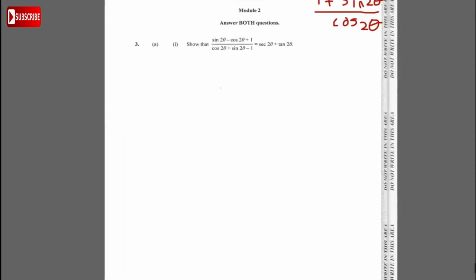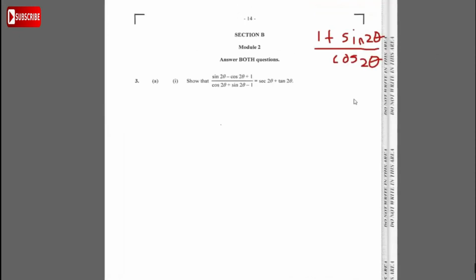Alright, so I notice that this is what I'll be working towards. I'm working towards getting cos 2 theta in my denominator. So all of this should simplify to be cos 2 theta in the denominator. So let's see how we can simplify this best. Typically we want to start with our left-hand side.